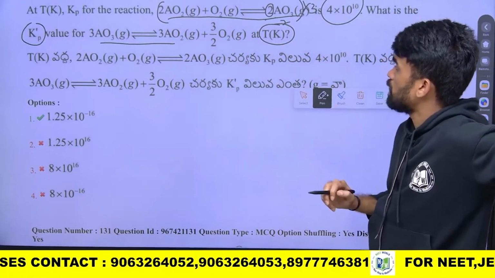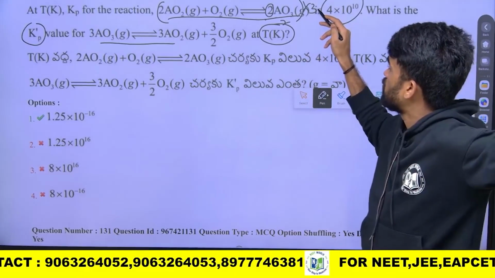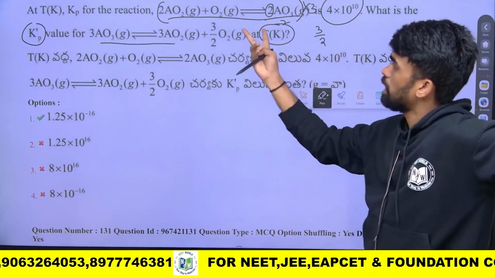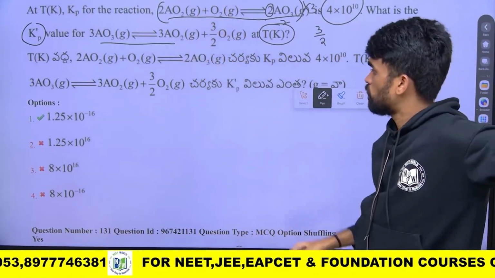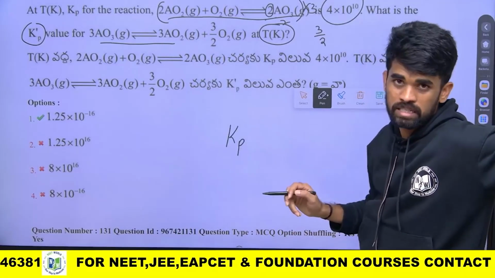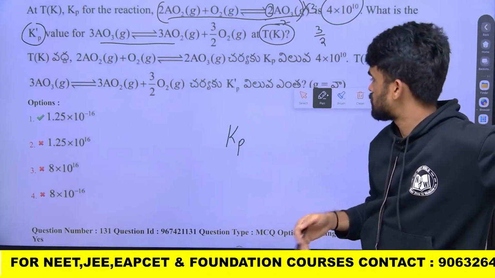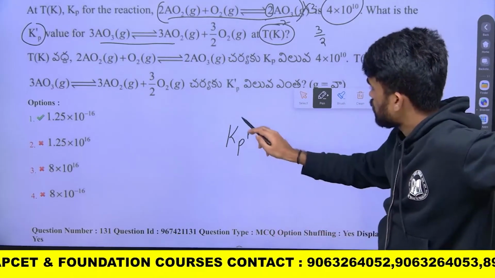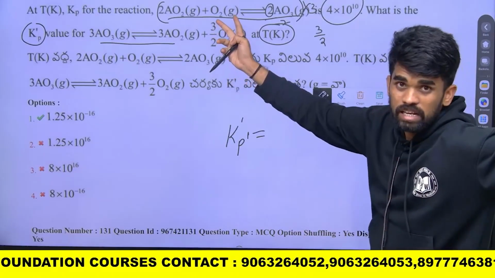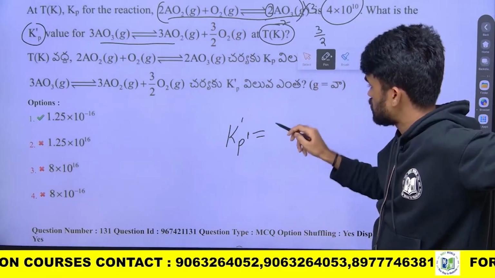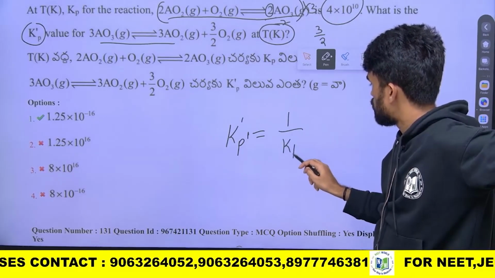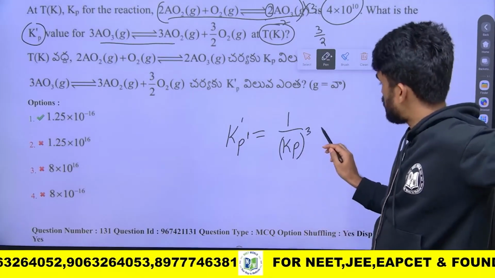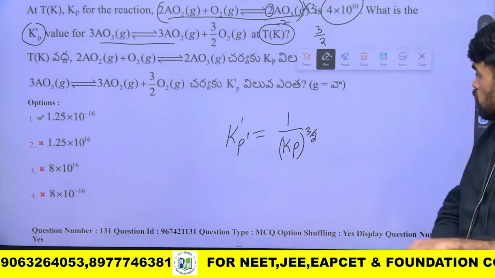Okay, after doing this, what is the process they did? So they multiplied with 3 and divided by 2, so totally it is 3 by 2. Okay, after doing this, they reversed the equation. So whenever an equilibrium reaction is reversed, the equilibrium constant will become inversed. So Kp dash will be equal to, since the reaction is reversed, this value will be inversed. You can write 1 by Kp. Okay, now the complete equation is multiplied with 3 and divided by 2, right? That's it. This is the thing you have to consider.